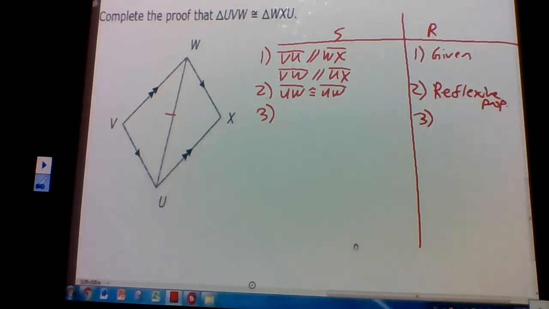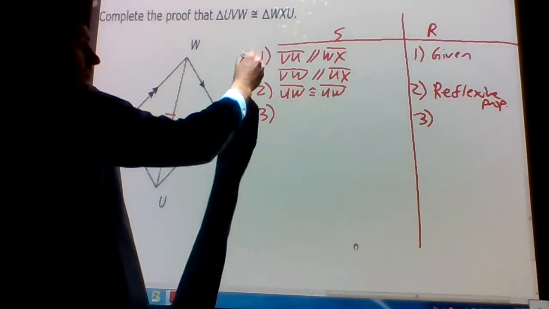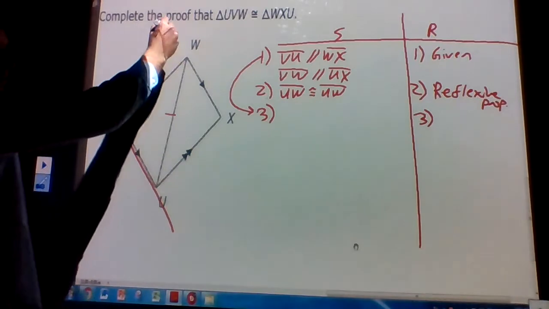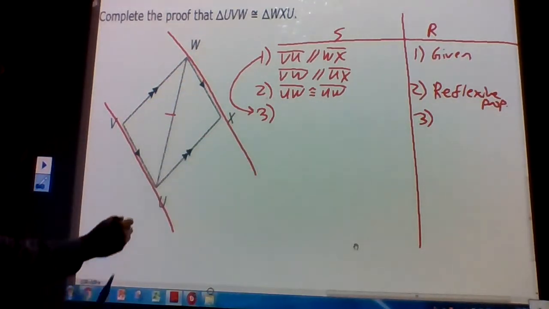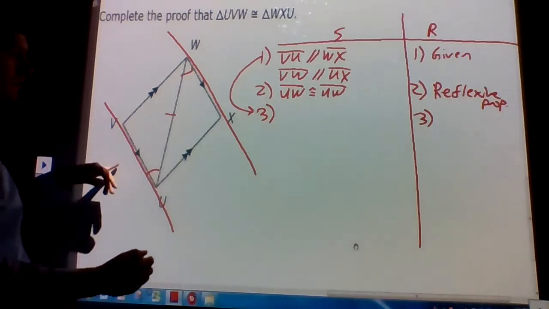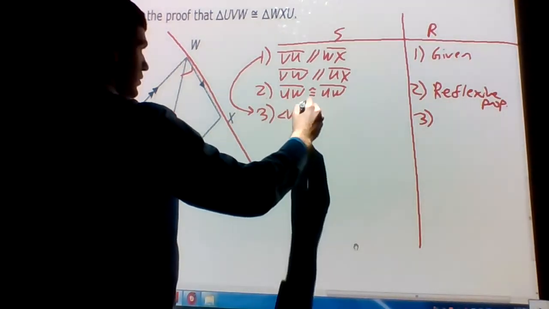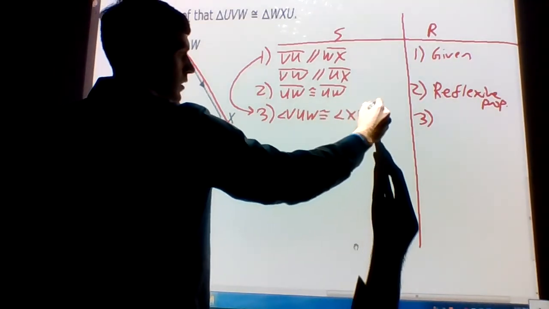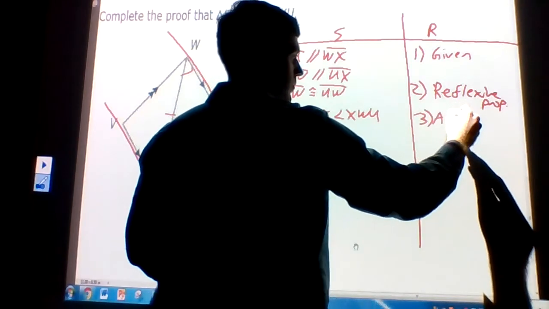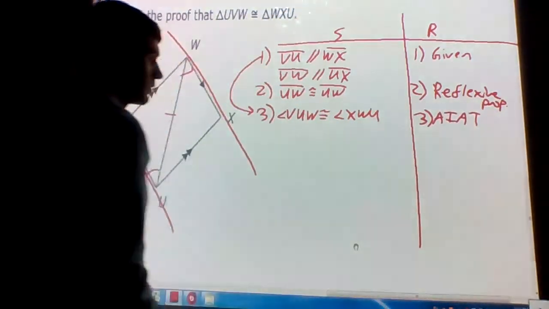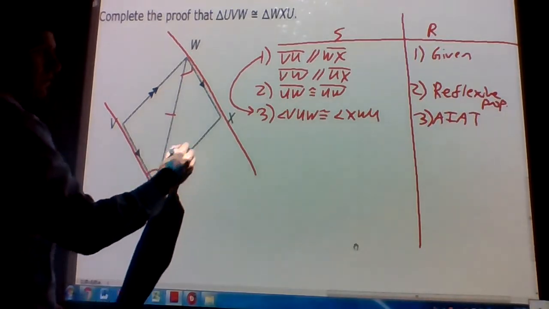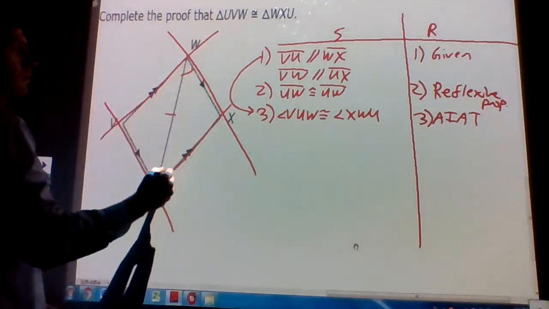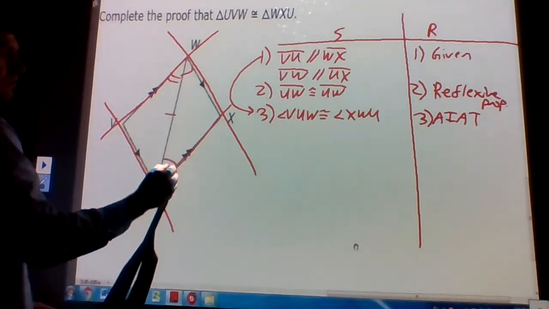We don't have midpoint, we don't have a bisector, but we do have parallel lines. So since VU is parallel to WX, we know our alternate interior angles are congruent. So angle VUW is going to be congruent to angle XWU. And that's the alternate interior angle theorem. Alternate interior angles are congruent. We also know that UX is parallel to VW. So we know these alternate interior angles are going to be congruent.